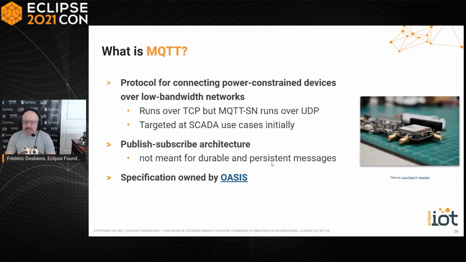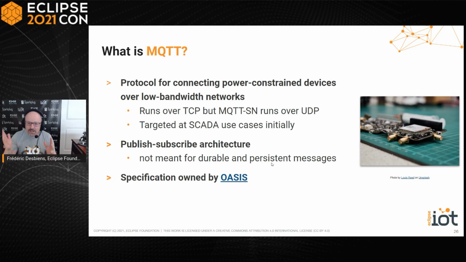Now, MQTT. MQTT, last but not least, is a protocol that runs over TCP and targets power-constrained devices over low bandwidth networks. Initially it was in the SCADA market, so industrial automation, if I simplify. But the interesting twist now is that there's something called MQTT-SN, which is a parallel version of MQTT, but targeted at UDP, and UDP is well liked in IoT circles because it's lighter weight on bandwidth, and obviously lighter weight on battery or energy consumption.